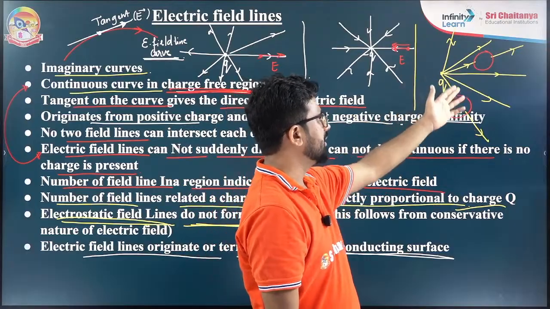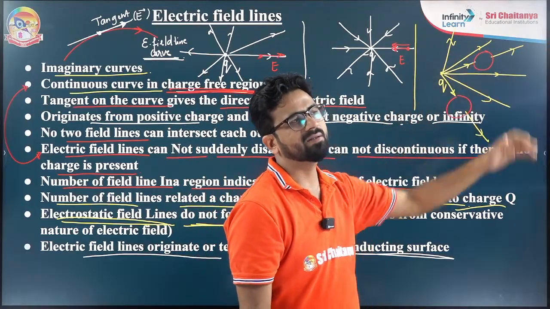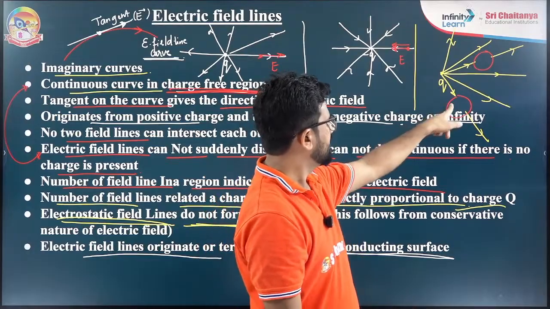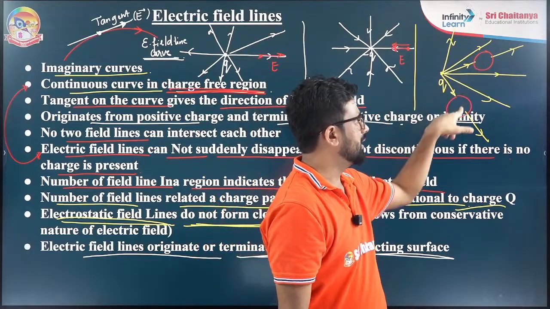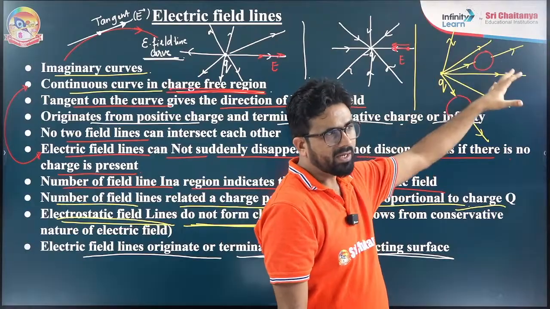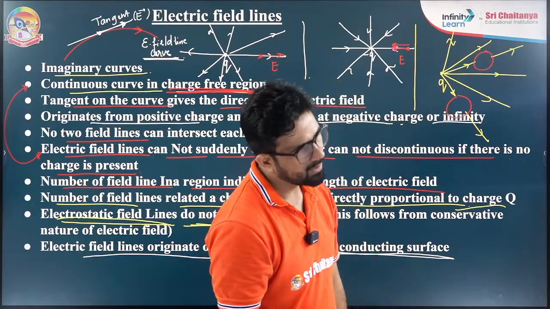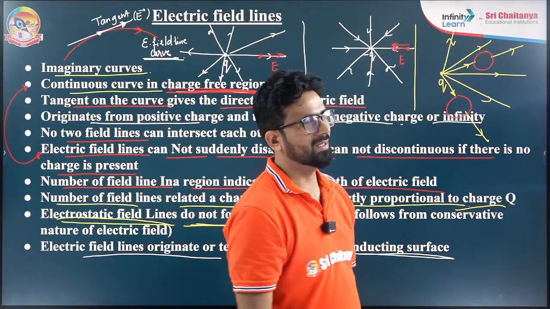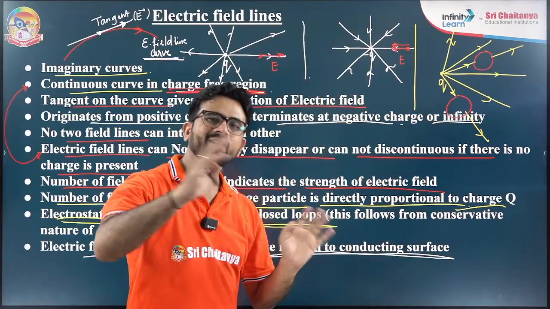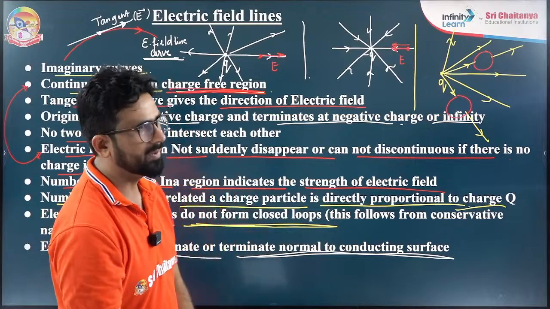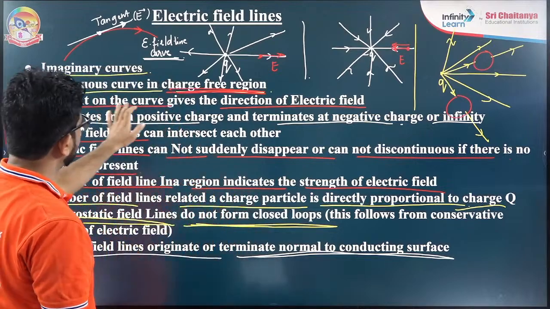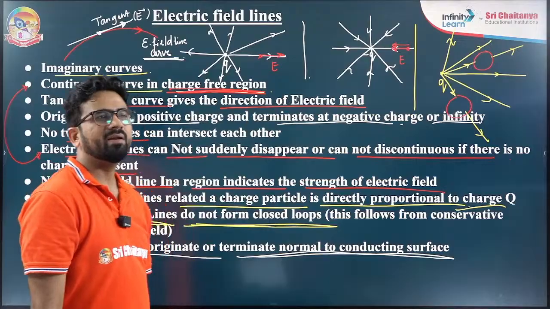Suppose there is a charge, and from it the electric field lines are drawn. These are charge-free regions, where no other charge is present. But still, I have shown you a discontinuity. Is it possible or not possible? Not possible. So these electric field lines are continuous curves. Next, the tangent on the curve gives the direction of the electric field.